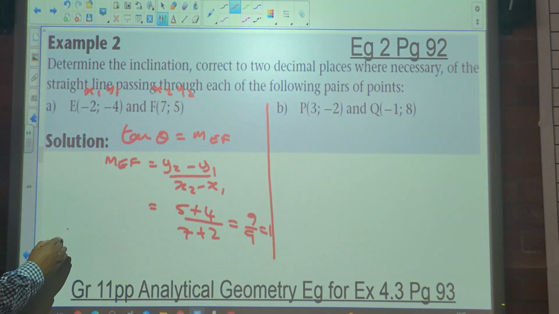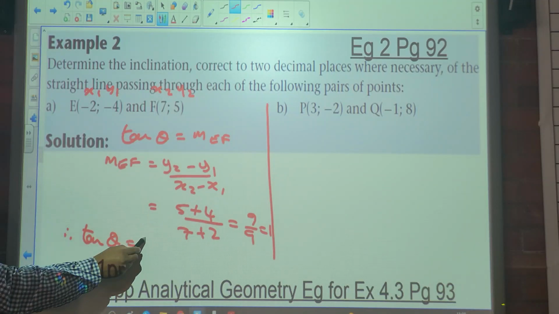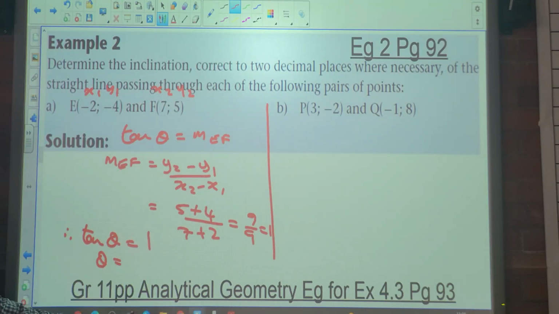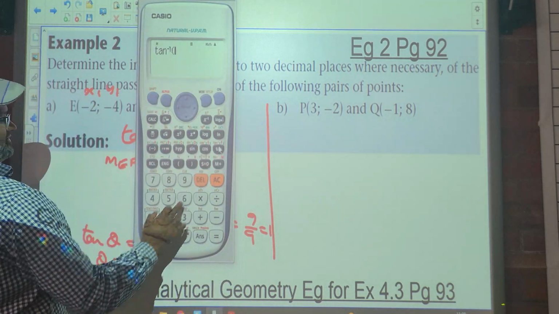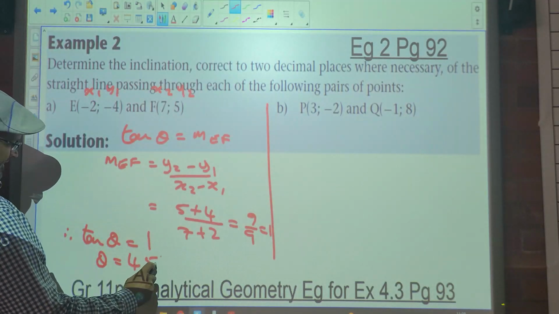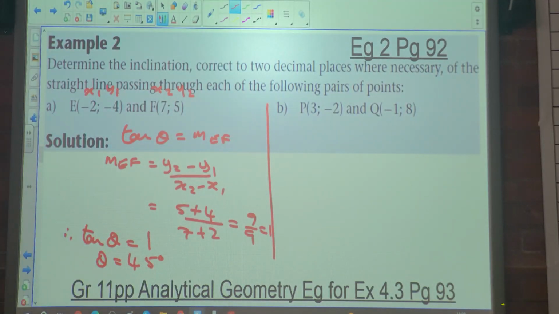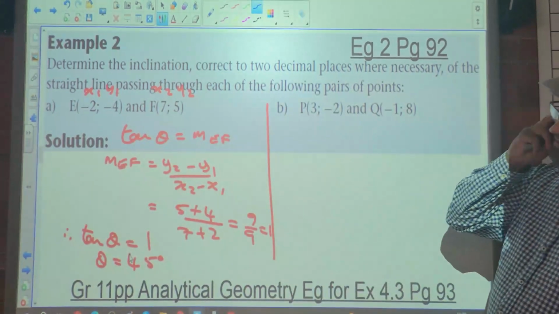So what do I now say? Therefore, tan of theta equals 1. So theta is equal to arctan of 1, which is 45 degrees. It's a special angle. Okay. You guys understand? Although it doesn't get easier than this, no?